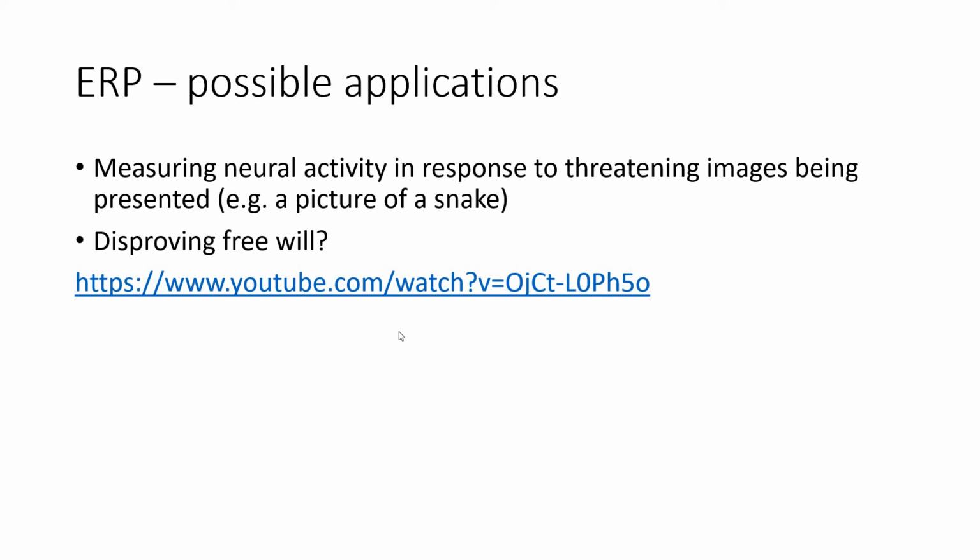Another potential application is that it might be able to prove or disprove free will. And this video is about the Libet experiments, which I'm going to put in the Google Classroom. I'm not going to show it now. And basically what he did is he showed that people's brain activity related to their behaviour before they themselves were consciously aware that they were going to carry out that behaviour. But like I said, the video will explain that in more detail.